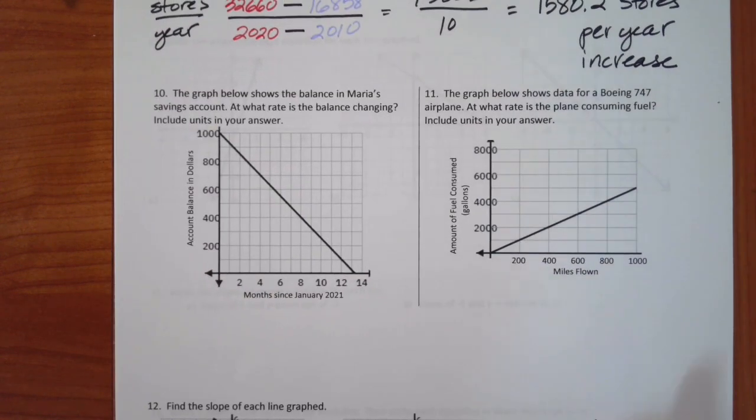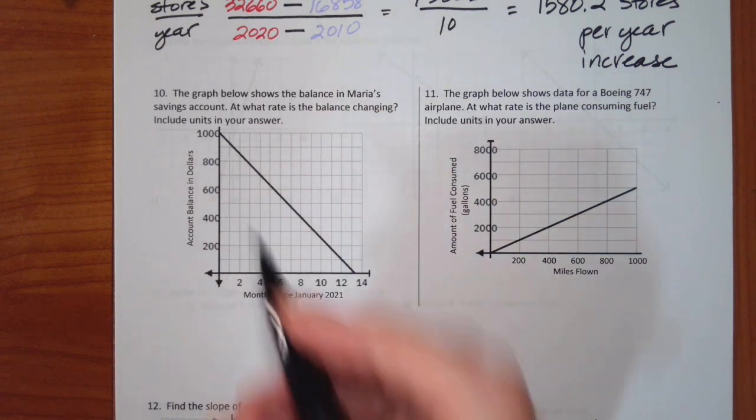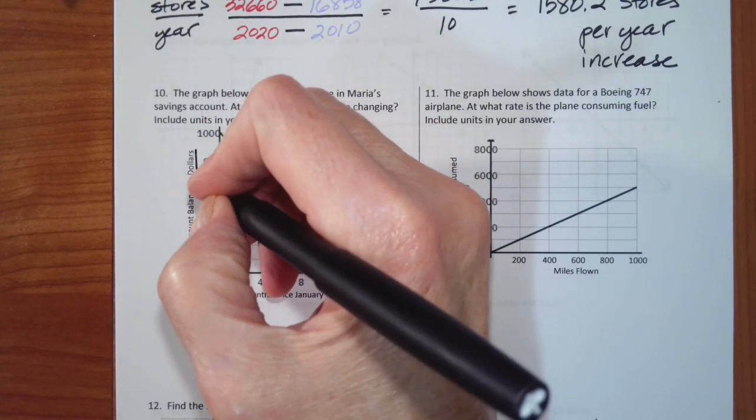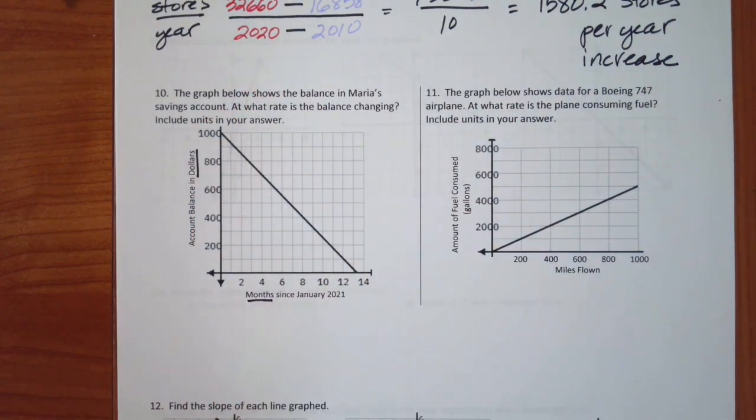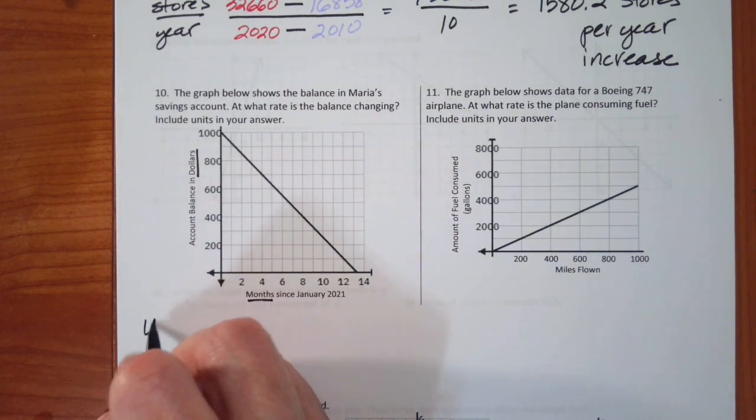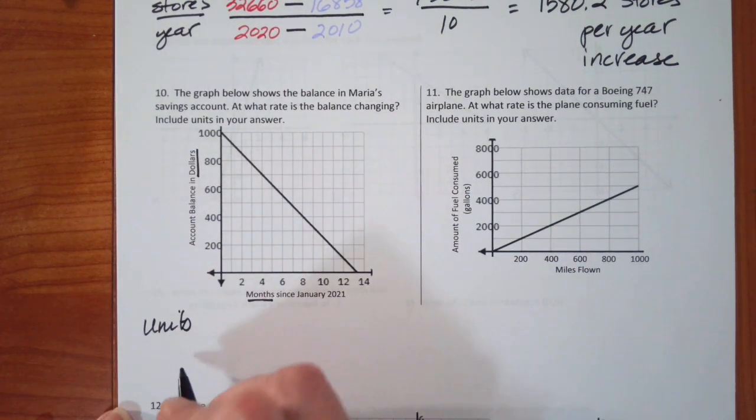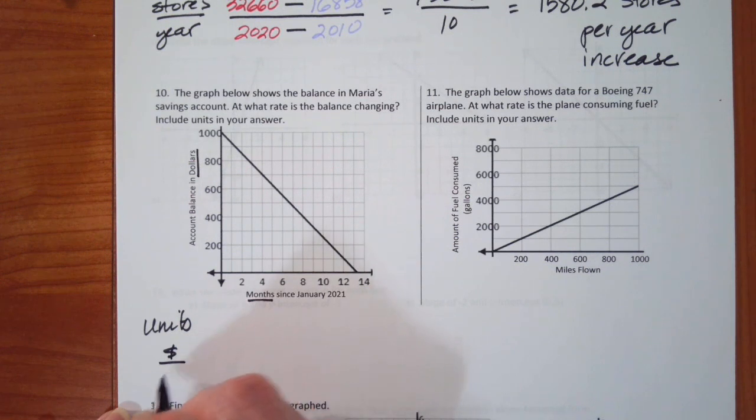All right, so the graph below shows the balance in Maria's savings account. At what rate is the balance changing? Include units in your answer. Okay. Well, our units are going to be dollars per month.